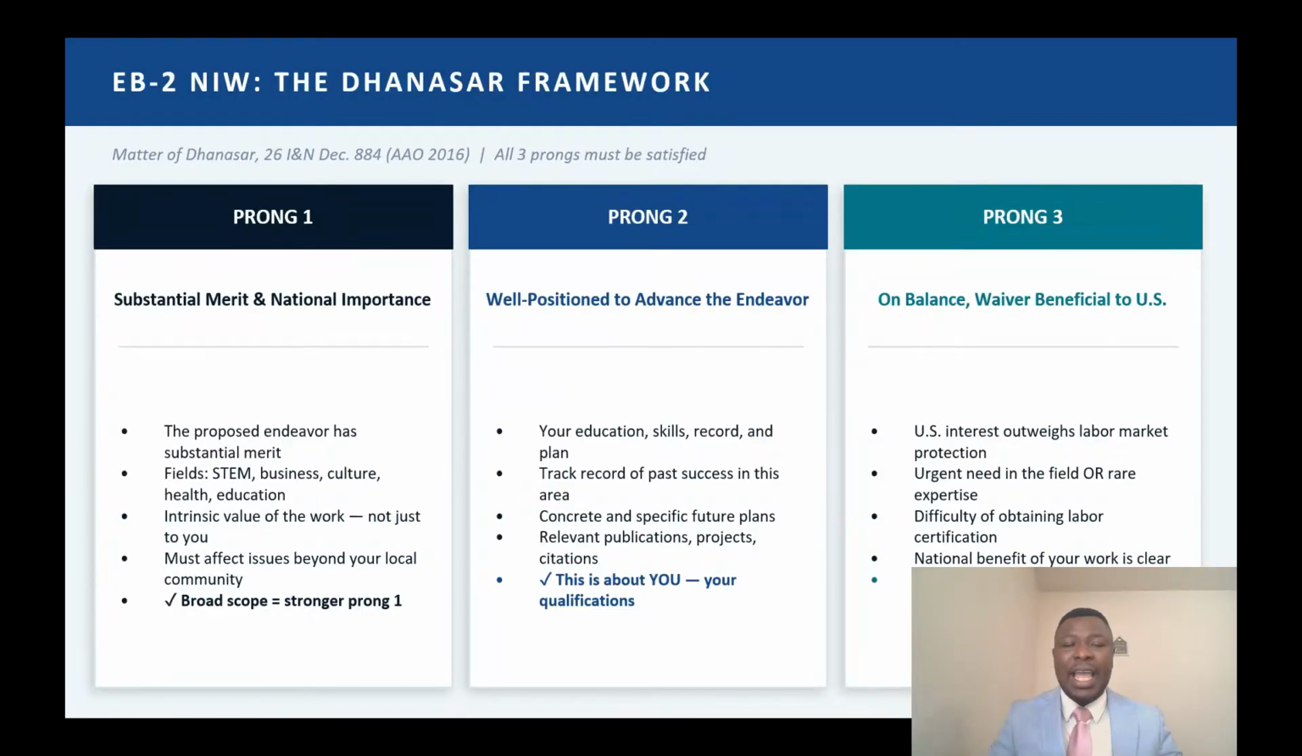Then it needs to have national importance. When talking about national importance, we are talking about the broader scope of your work. It must affect issues beyond your local community.